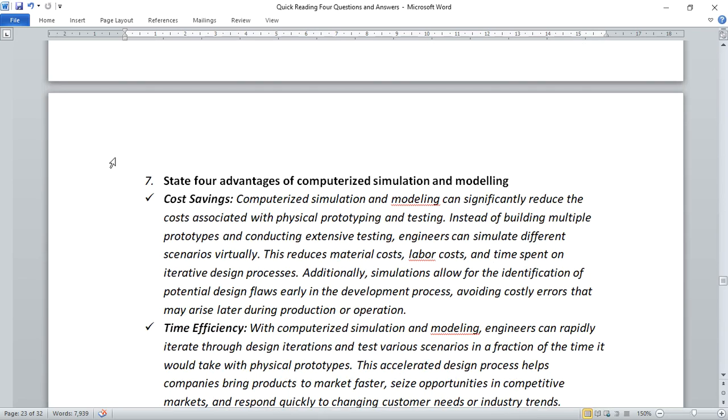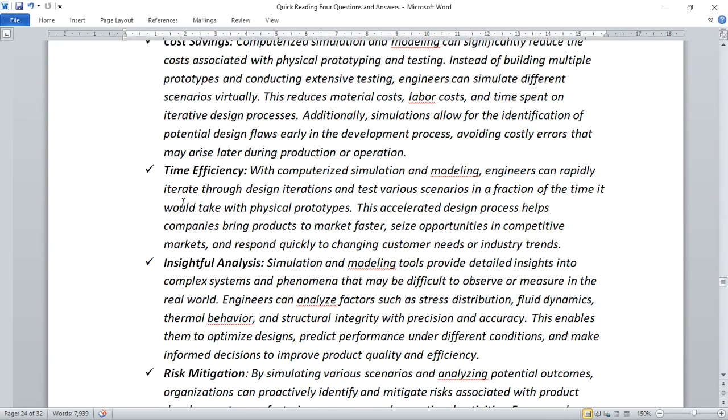Then state 4 advantages of computerized simulation and modeling. Number 1 is cost saving, just like I had explained earlier. Then we have time efficiency, that is, it saves on time. Then we have insightful analysis. This means simulation and modeling tools provide detailed insights into complex systems and phenomena that may be difficult to observe or measure in the real world. For example, engineers can analyze factors such as stress distribution, fluid dynamics, thermal behavior, and structural integrity with precision and accuracy.